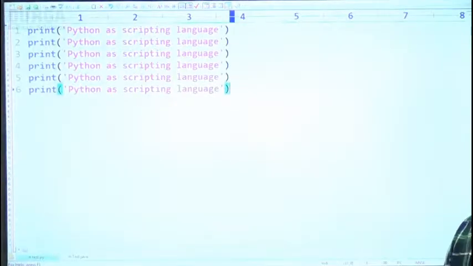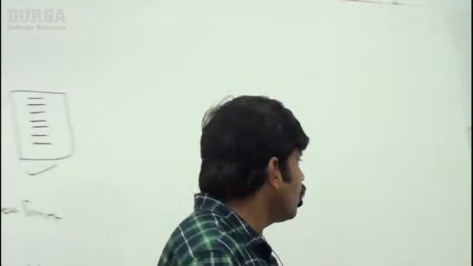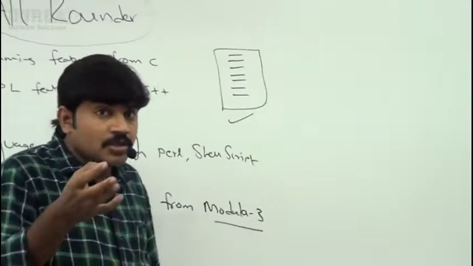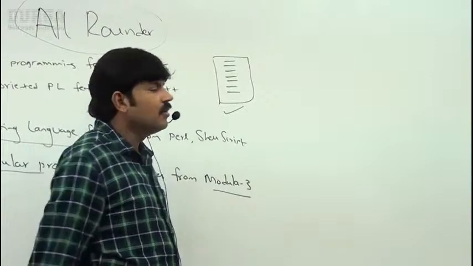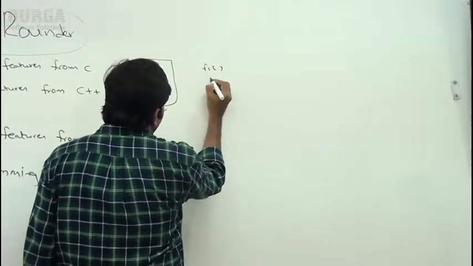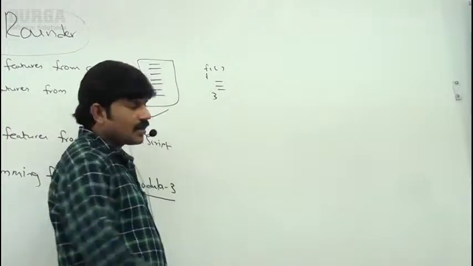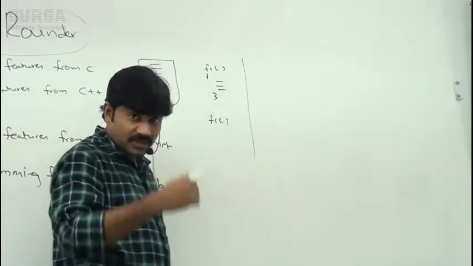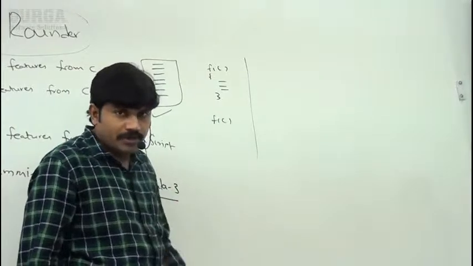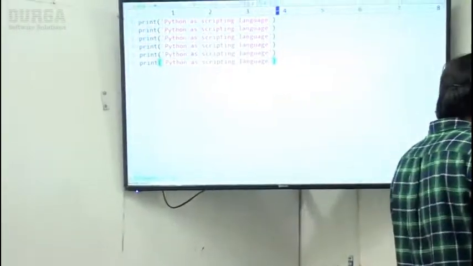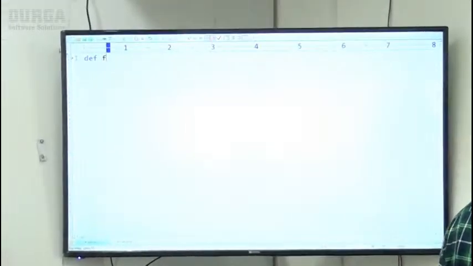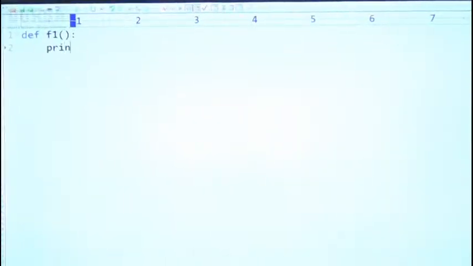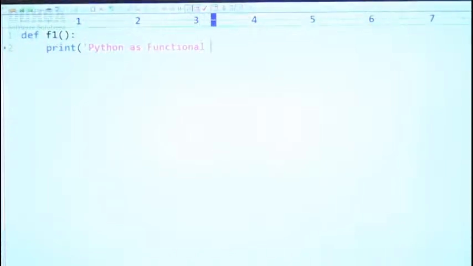Now my next requirement is, sir, I want to use Python like functional programming. Very simple. Define a function, write whatever code you want, and call that function based on your requirement. This is the C language approach, right? How can you do it in Python? Observe carefully, sir. Here I'm taking def f1. I'm writing a function, sir. Print "Python as a functional programming language".